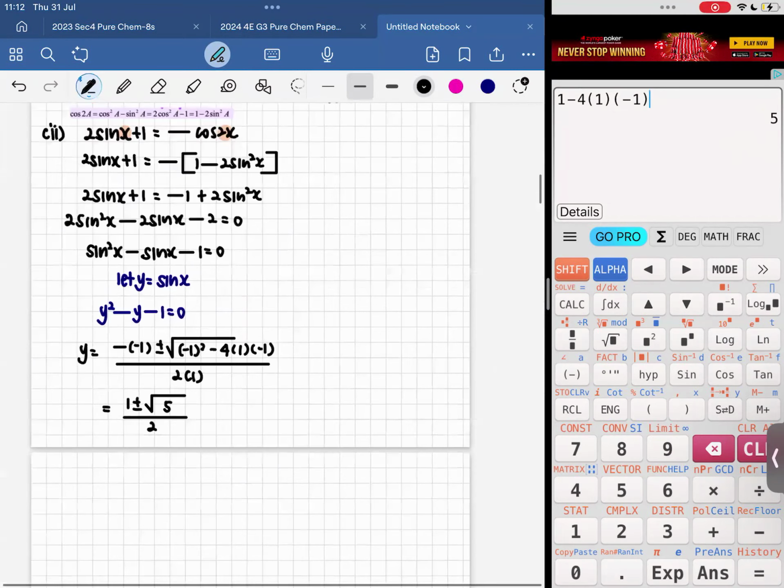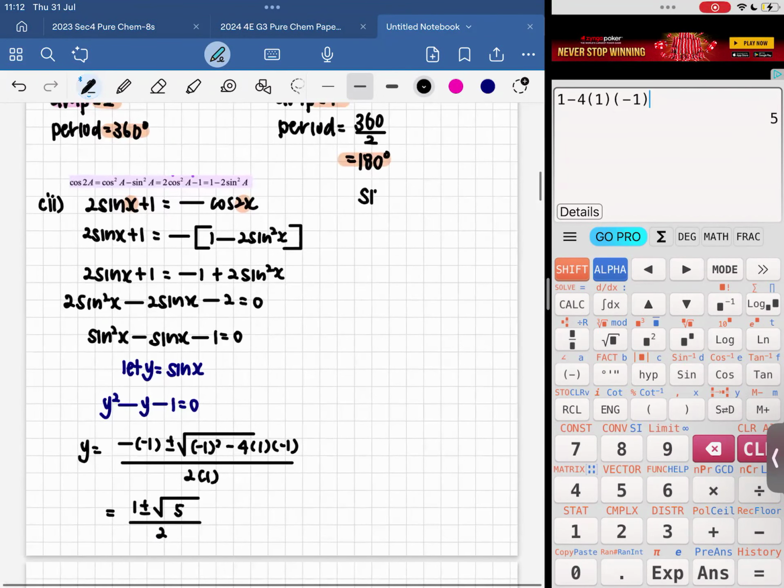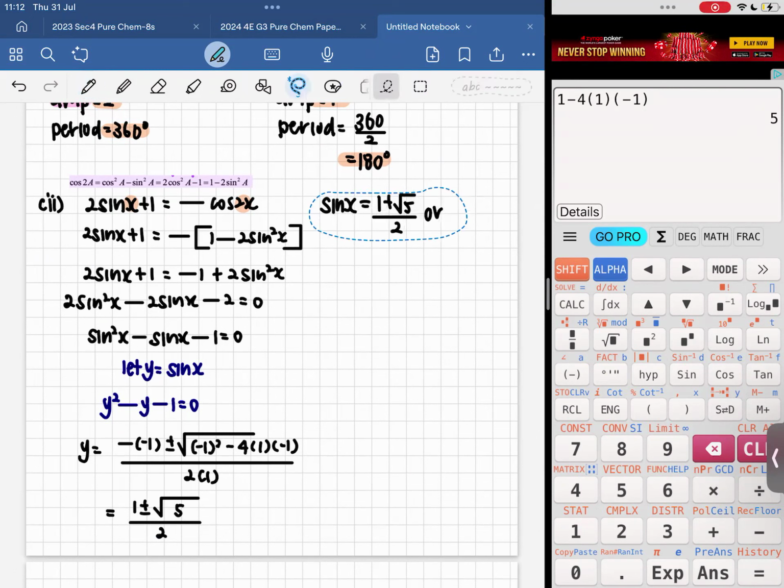Okay, so what we have from here, I go back up here. So now we have sine x equals 1 plus root 5 over 2 or 1 minus root 5 over 2.